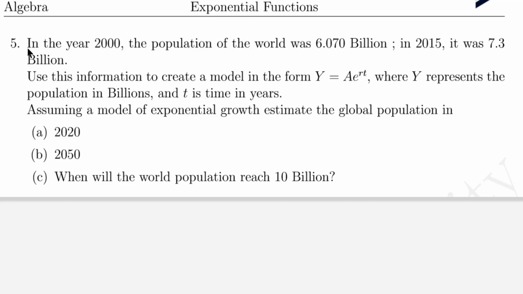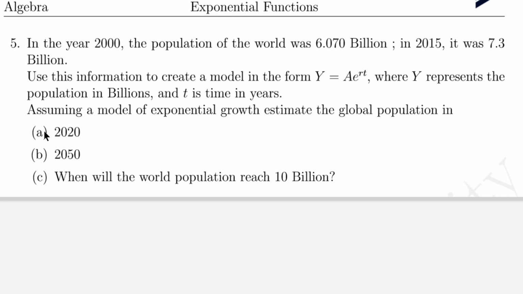So let's look at this example here. In the year 2000, the population of the world was 6.070 billion. In the year 2015, it was 7.3 billion. Use this information to create a model in the form y equals a e to the power of rt, where y represents the population in billions and t is the time in years since the year 2000. Assuming a model of exponential growth, estimate the global population in 2020, 2050. When will the world population reach 10 billion?